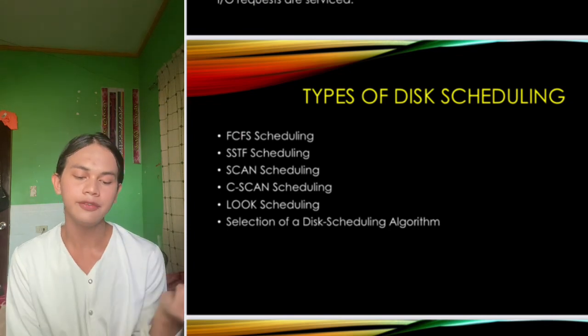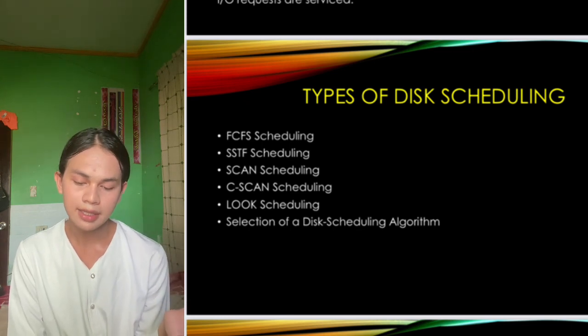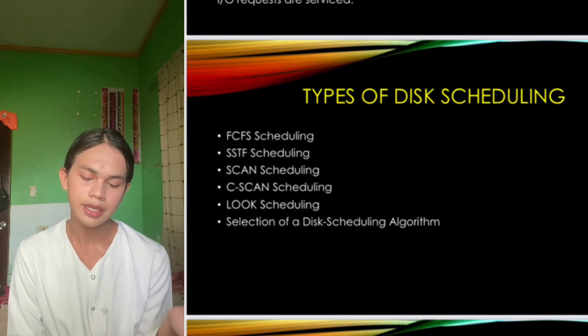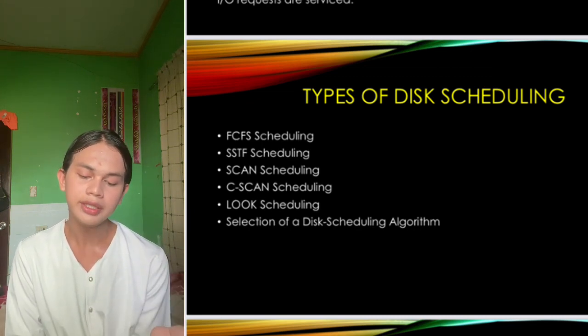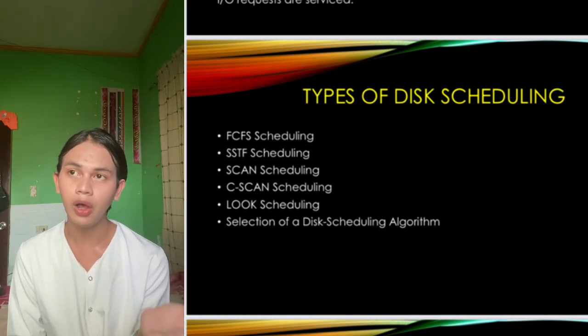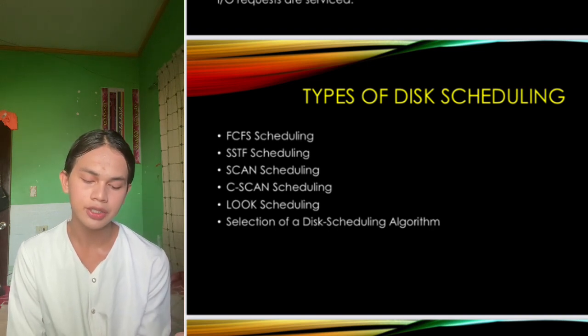There are types of disk scheduling. First is the FCFS scheduling. Second is the SSTF scheduling. Third is the SCAN scheduling. Fourth is the C-SCAN scheduling. Fifth is the LOOK scheduling. And last is the selection of the disk scheduling algorithm.